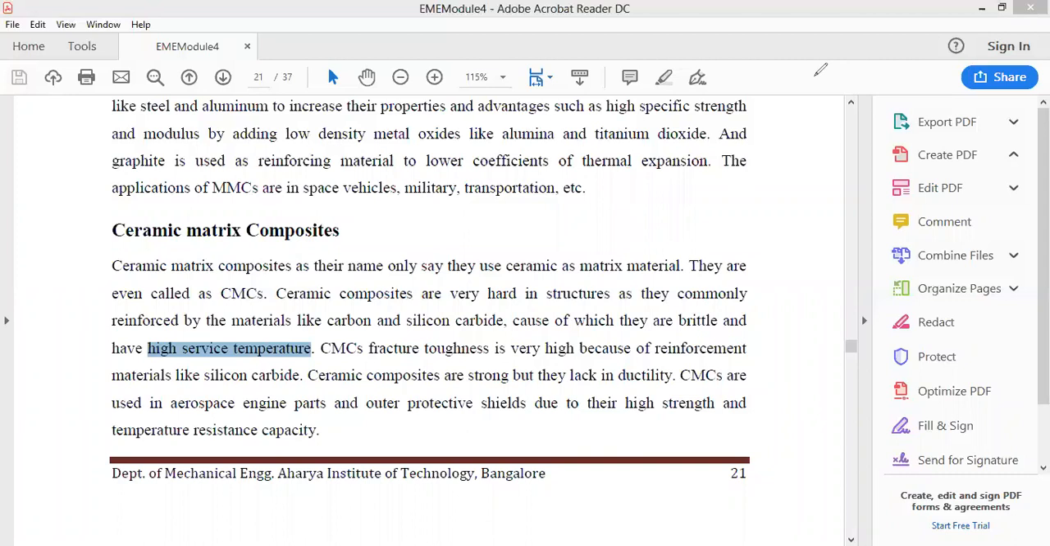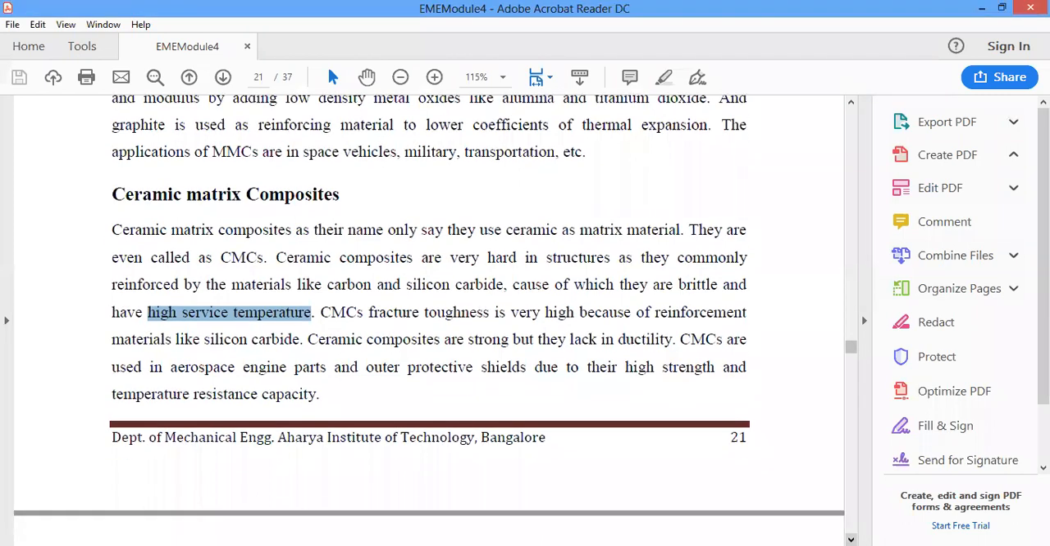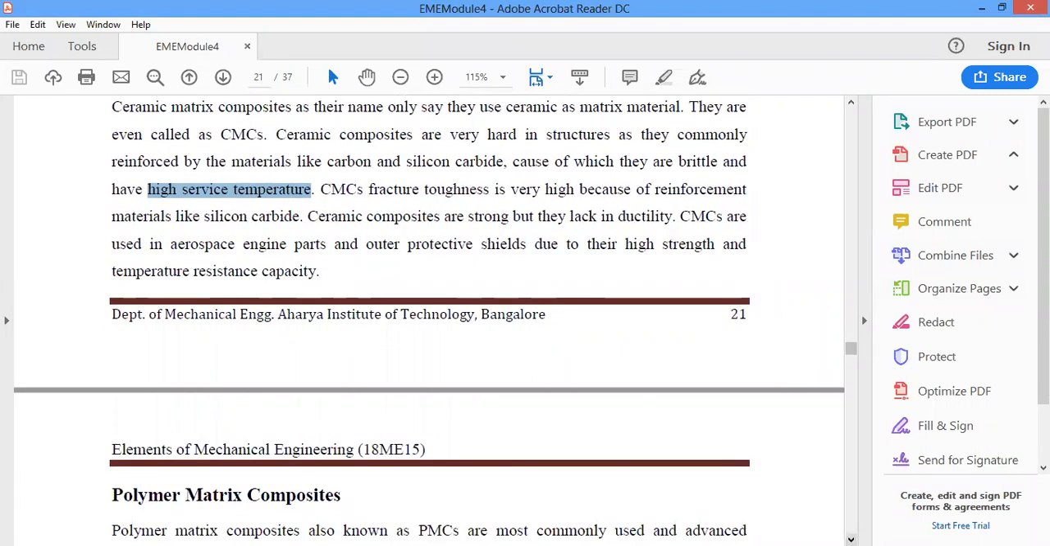So that is about the ceramic matrix composites. They are used in such high temperature engine parts and outer protective shields, wherever they are going to be exposed to higher temperature but not much mechanical load.